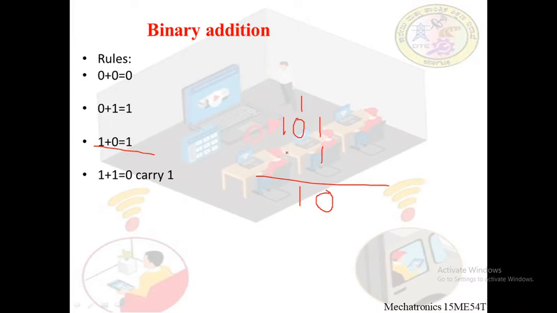Therefore 1, when there is no number, we can assume that we have zeros here. 1 plus 0 is again 1. So this is the answer left out for us.